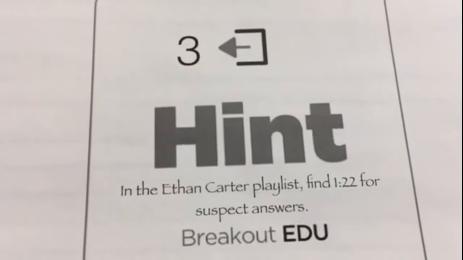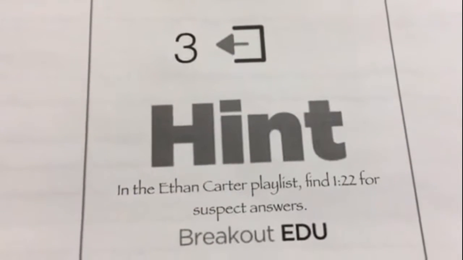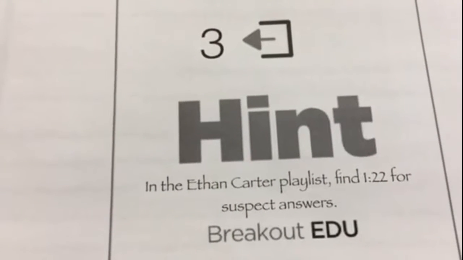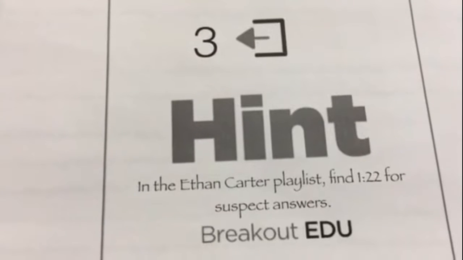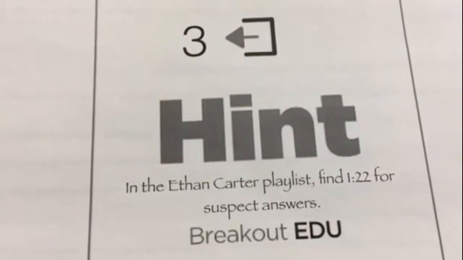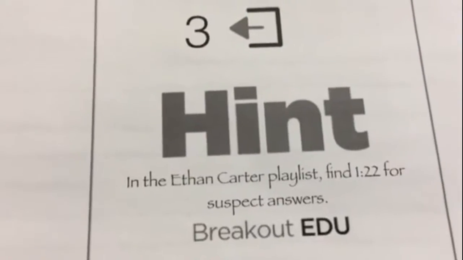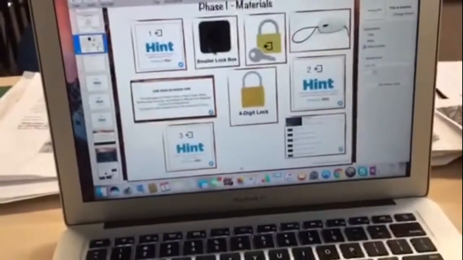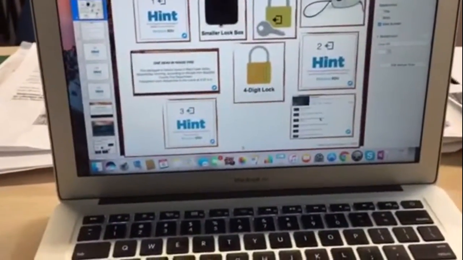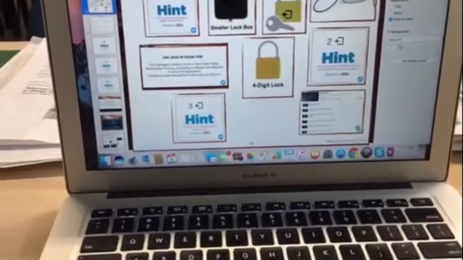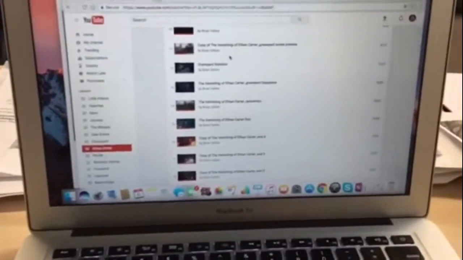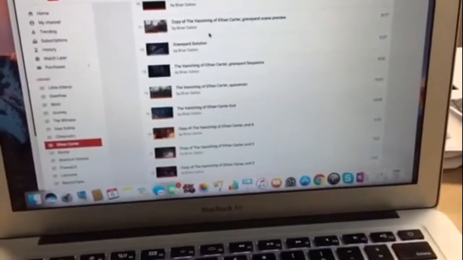Once the students have solved the 4-digit lock by unlocking it with 0422, the teacher can then give the students of the group playing hint card 3. Hint card 3 says, in the Ethan Carter playlist, find 122 for suspect answers. You'll notice if you purchase the guide that when we do different phases, I put the materials that are needed, and my Ethan Carter playlist is right down here, and it's already hyperlinked to go out to my YouTube channel. But basically, when it takes you there, you're going to end up at a playlist, and it says find 122 to narrow down your suspects, basically.